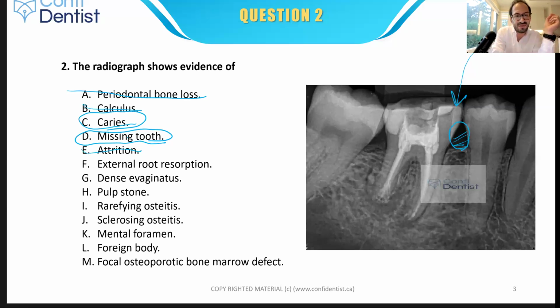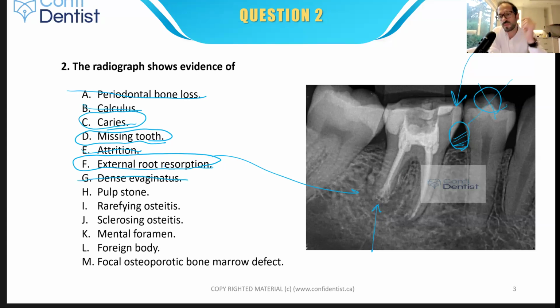Attrition, I don't see any evidence, but I have external root resorption. A very nice case of external root resorption associated with the distal root, okay? Dens evaginatus, I see some of you selected it, probably because of this, but it's not a dens evaginatus. So no. A dens evaginatus, guys, tends to be a little bit longer, more elongated. And considering the patient's age, if the patient had a dens evaginatus, by now it should have been worn down, and the patient should have something like rarefying osteitis.